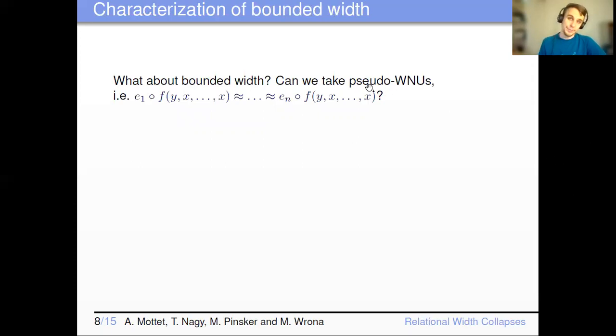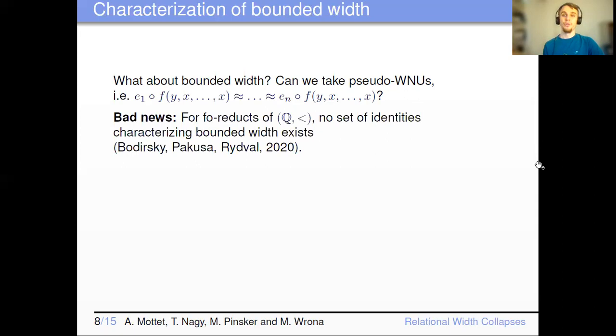So maybe can we take pseudo versions? We have taken pseudo-Siggers polymorphisms, composing these Siggers polymorphisms with some elements of the closure of the automorphism group of B. Can we do something similar in here? This is a reasonable question, but the answer is unfortunately no. No, not in general, at least. And the counterexamples are just reducts of the rational numbers, because for them there is no set of identities that would characterize bounded width, and this result is due to Bodirsky, Pakusa, and Rydval from 2020.